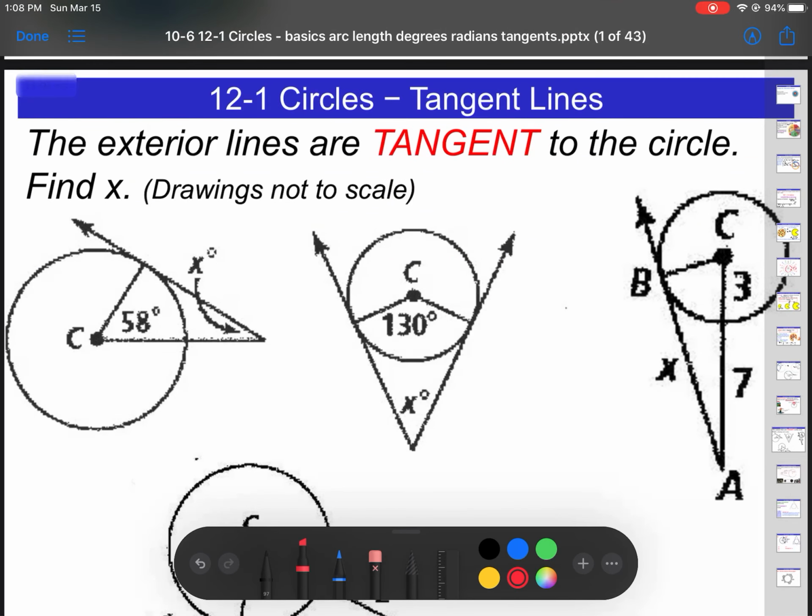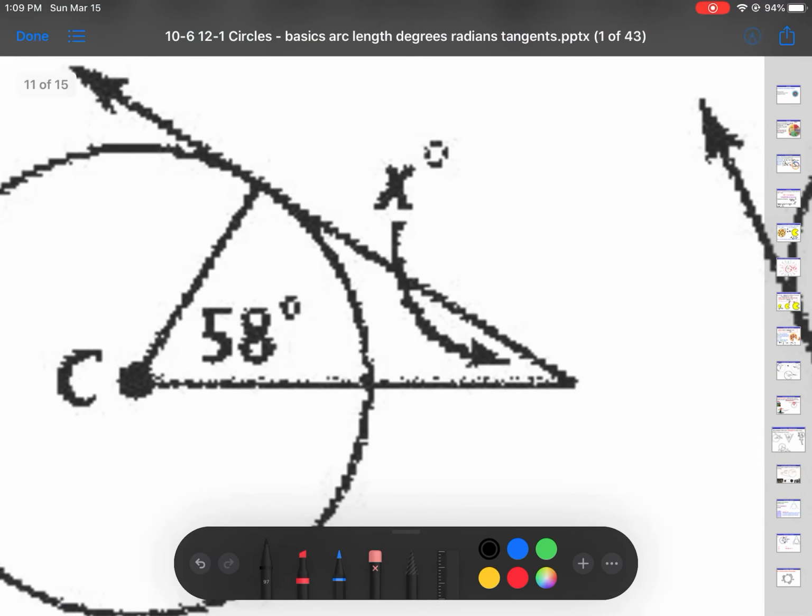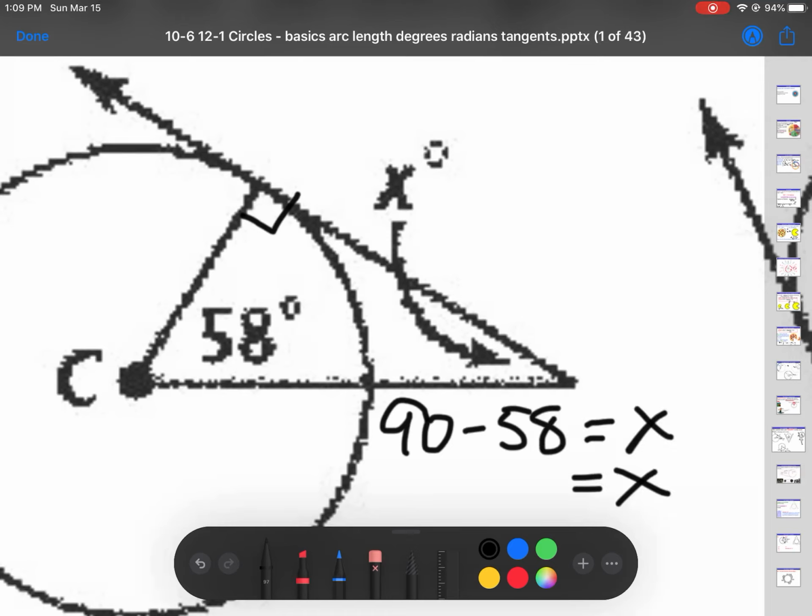Okay, so the exterior lines in these diagrams are tangent to the circle. So that means they're tangent to the radius, and so that means that they are perpendicular. So if we look at this one, we have a right triangle. So we can just do 90 minus 58. That will be equal to x. And so we get 42 degrees.